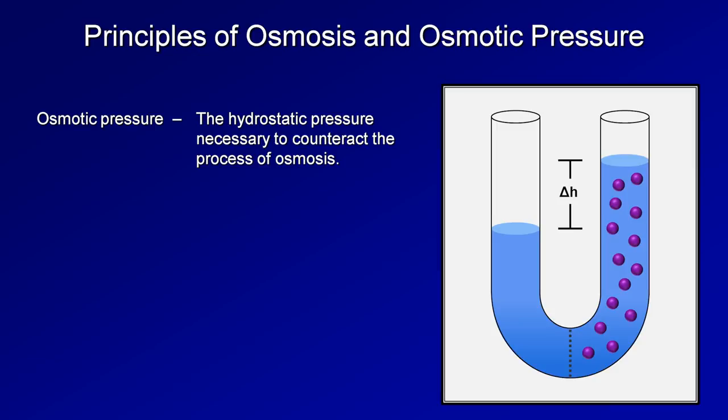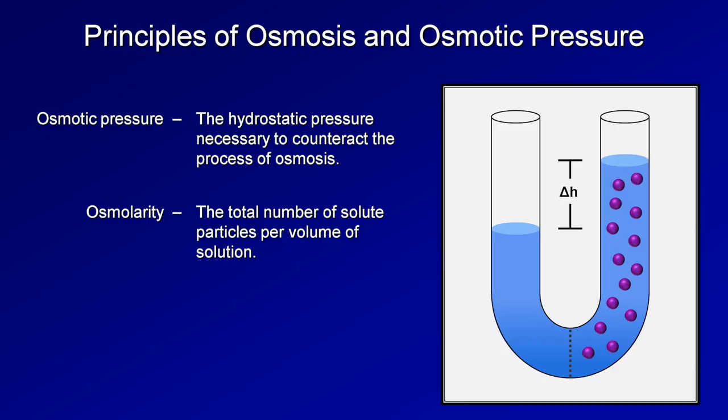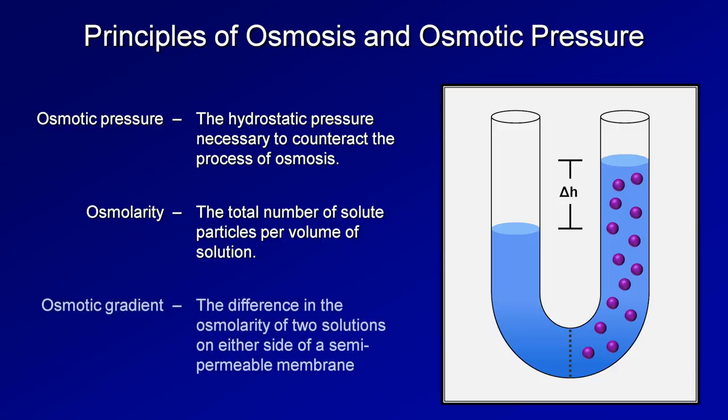An interesting feature of osmosis is that this osmotic pressure is dependent upon the total number of solute particles per volume of solution, irrespective of the size of those particles. This density of solute is called osmolarity. The osmotic gradient is the difference in the osmolarity of the two solutions on either side of a semipermeable membrane.